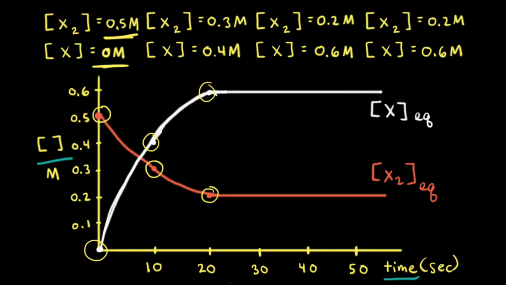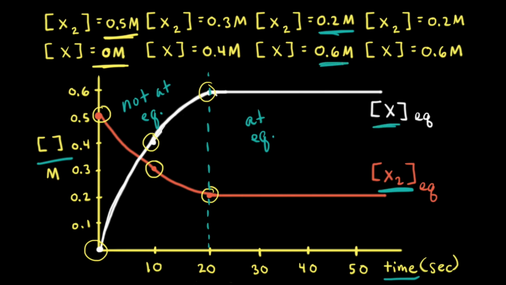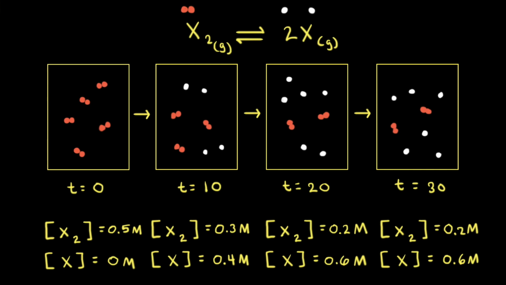So if we just draw a dashed line here at 20 seconds, that's the dividing line between, on the left, where we're not at equilibrium, and so the concentrations are always changing, and then to the right of that dotted line, we are at equilibrium, where the concentrations remain constant. So the equilibrium concentration of X2 gas is equal to 0.2 molar, and the equilibrium concentration of X gas is equal to 0.6 molar.